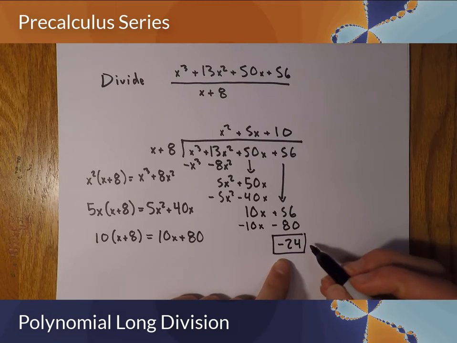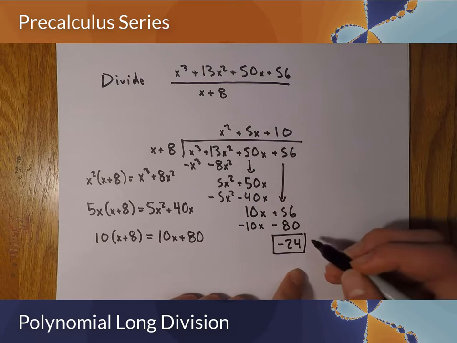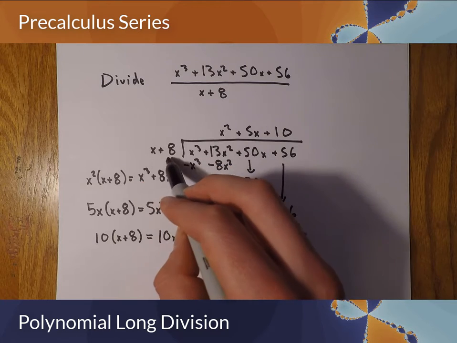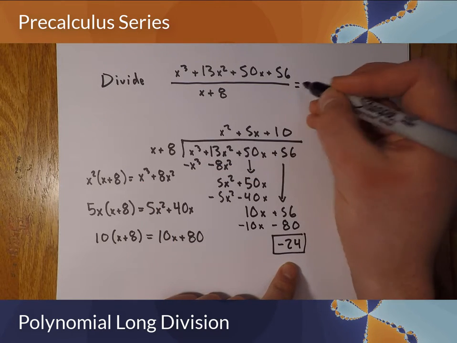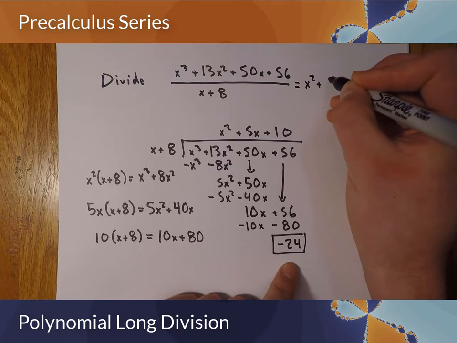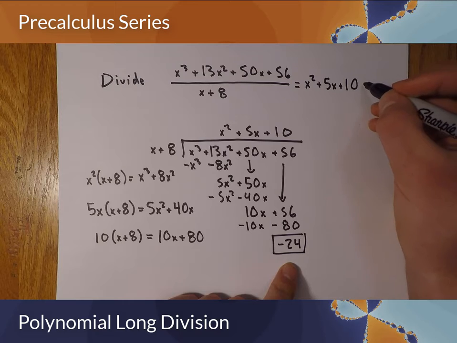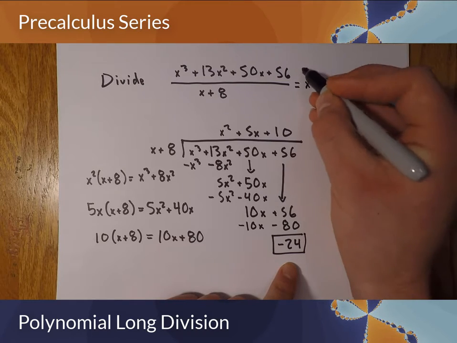And so this negative 24 is indicative of the remainder. So what we have to do now is we have x squared plus 5x plus 10, and now we take this and we divide the remainder by x plus 8 to indicate the remainder. So our final solution is x squared plus 5x plus 10 minus 24 over x plus 8. And there's your solution.